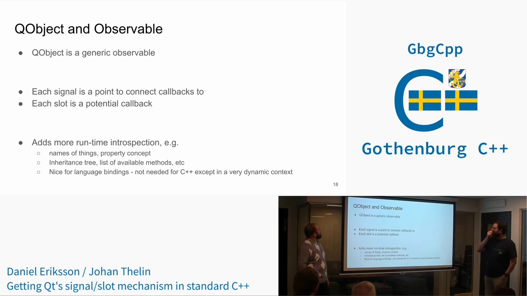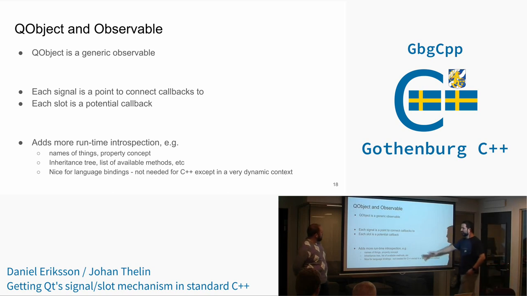And then, since the topic is the observer pattern, more or less, the QObject is really a generic observable. It's just that you generate the table through the moc of what you can actually observe. So a signal is the point that the callbacks are connected to, and the slots are the callbacks. And that's the way to look at them. Comparing to GTK, the slots always have the context of an object, so they can't exist in the global namespace. Well, a lambda could potentially do that. But you want an object context. Who was the slot connected to?